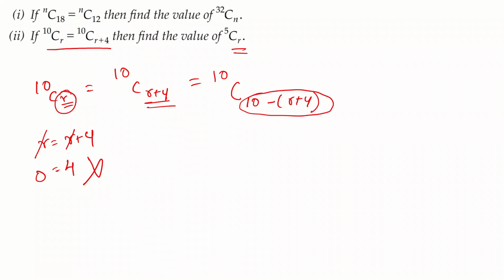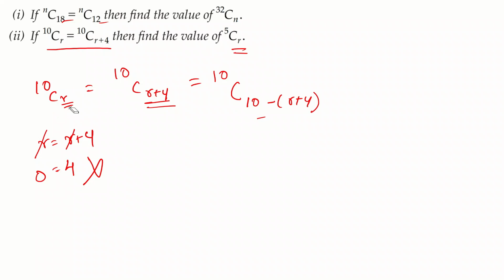Initially it was very clear that 18 cannot be equal to 12, so we straight away omitted that. But if you have any problem, you can go and equate that, just like we have done over here. If you find that what you are getting is impossible, ignore that and do the other way around. So now we have 10C(R plus 4) is 10C(10 minus (R plus 4)), and now we can equate R with this thing.